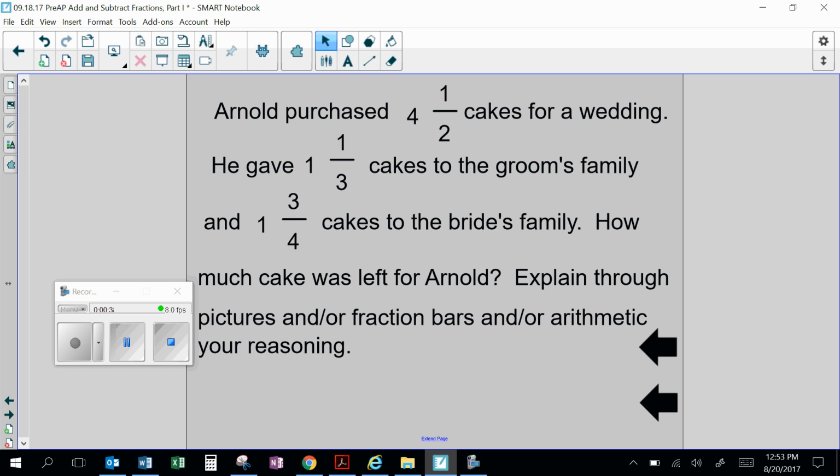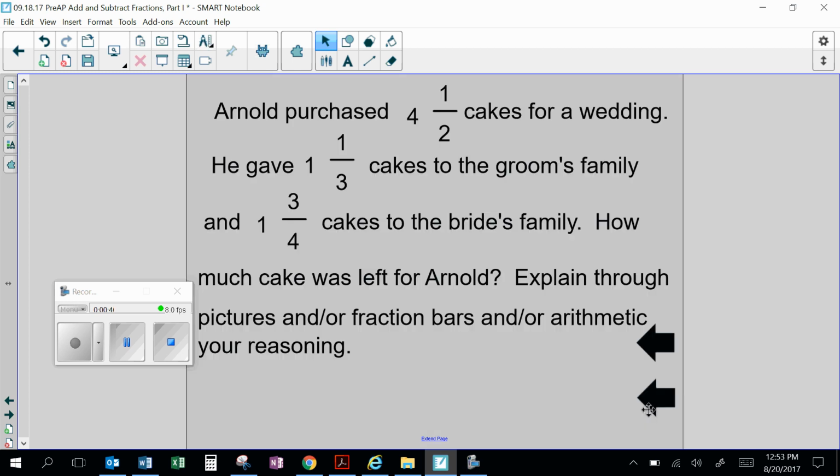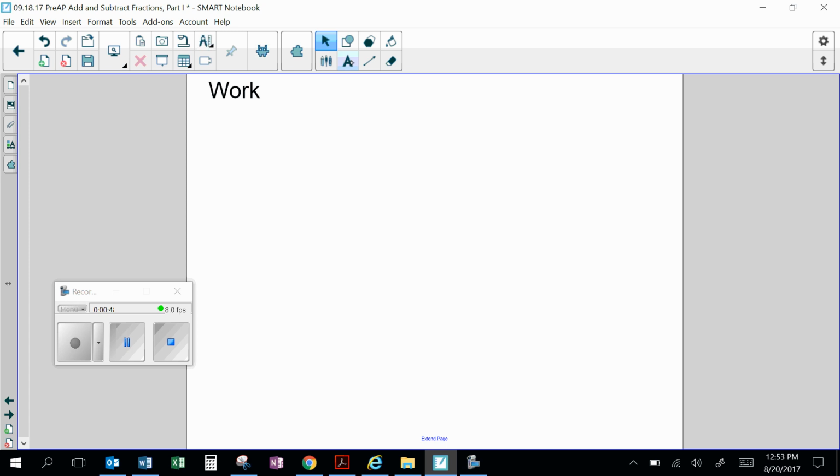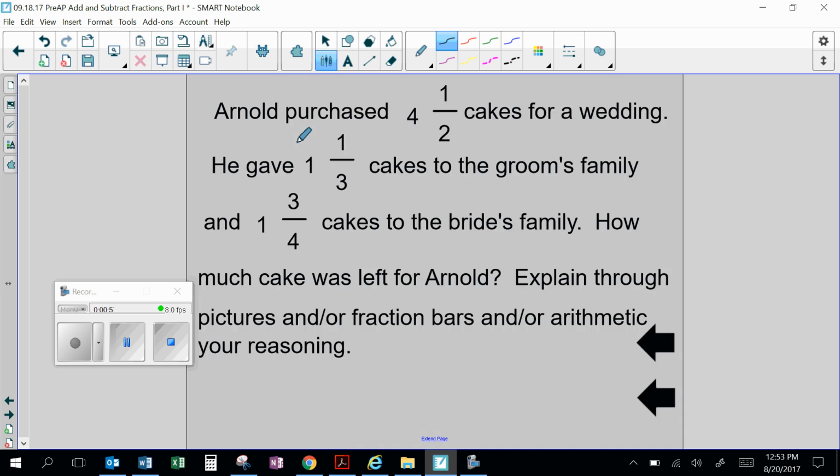So, how would you like to explain this? All right, so many ways to solve this. So let's see, he started with 4 1/2 cakes. He gave 1 1/3 cakes to the groom's family and 1 3/4 cakes to the bride's family. Two ways you can set this up.